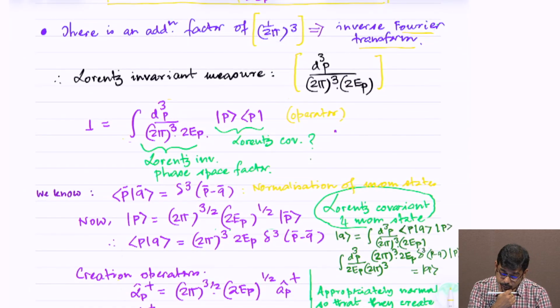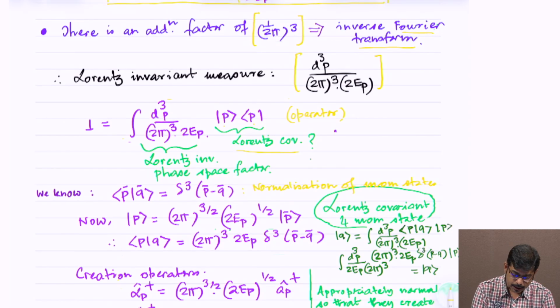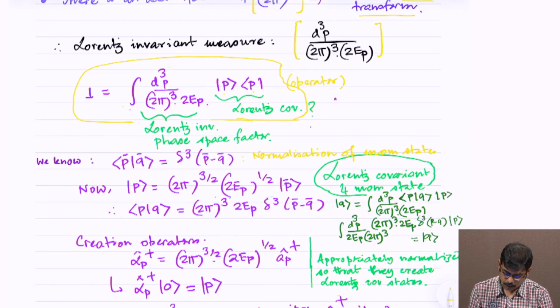Now, suppose I would like to see how I can define a Lorentz covariant 4-momentum state. Suppose I choose this Lorentz invariant phase space factor which I just derived, d³p by (2π)³ times 2E_p, and assume there are ket and bra of p arranged in this way. Is this a Lorentz covariant operator? Can I define this whole quantity as 1? Then we will argue that we can do it consistently.